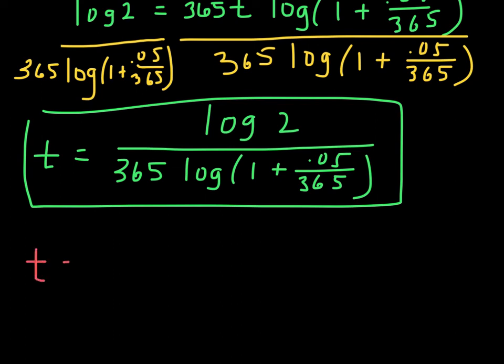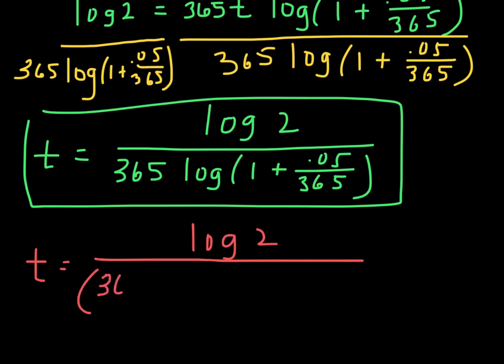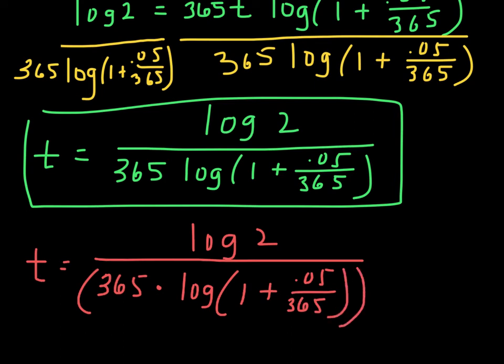So t is going to be, this is what I'm going to put in my calculator. Log of 2, and then I'm going to put divided by, and then I'm going to open parentheses, 365 times, and then I'm going to put log of parentheses, and then put all this, 1 plus 0.05 divided by 365, close that parenthesis, close another set of parentheses there, and then press equals.